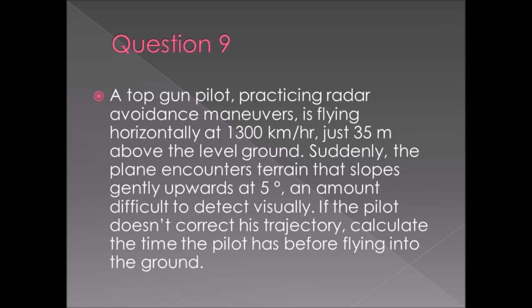Question 9. A Top Gun pilot practicing radar avoidance maneuvers is flying horizontally at 1,300 kilometers an hour, just 35 meters above the ground level. Suddenly, the plane encounters a terrain that slopes gently upward at 5 degrees, an amount difficult to detect visually. If the pilot doesn't correct his trajectory, calculate the time the pilot has before flying into the ground.